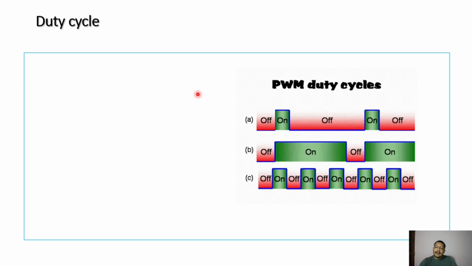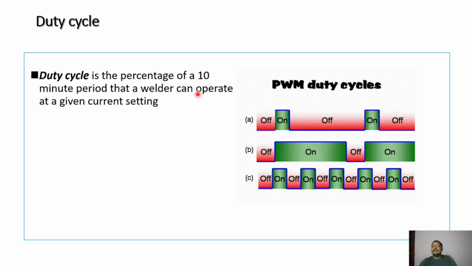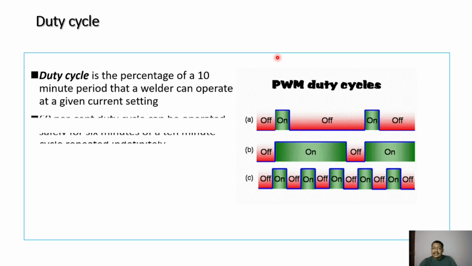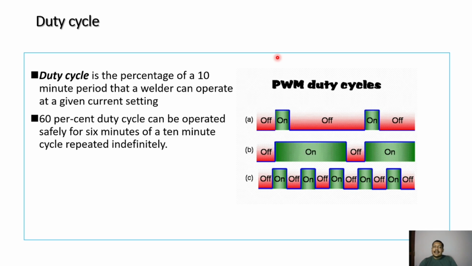There is another parameter you have to take care of when you choose a power source, that is called duty cycle. Duty cycle is the percentage of a 10-minute period that a welder can operate at a given current setting. If it is given as 60% duty cycle, it means that out of 10 minutes, for 6 minutes the welder can perform the weld easily. For the remaining 4 minutes it will be idle.